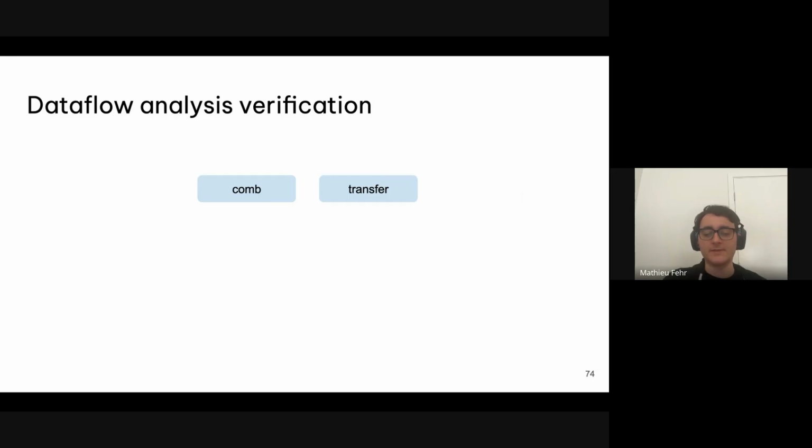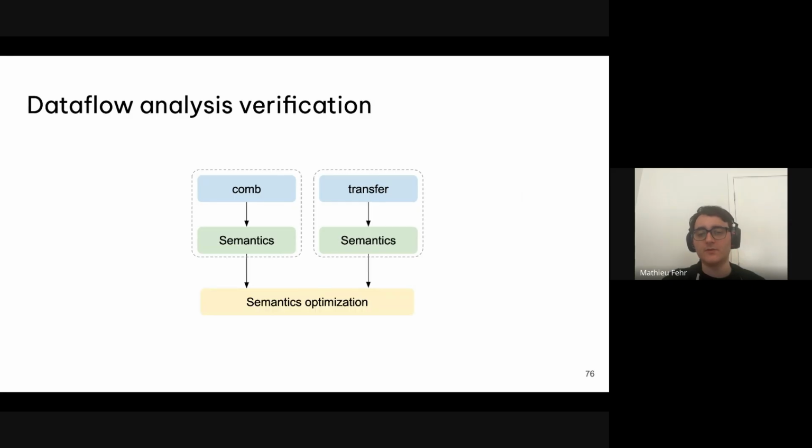Data flow analysis, which you can also call abstract interpretation, is just having an analysis on a program that tells you what kind of values certain variables in your program can have. I'm going to go a bit into detail on this. If we take, let's say, a comb or an arith dialect, we write our transfer function, so our data flow analysis, in MLIR as well, using our new dialects. And then we can compile them to their semantics counterpart, and check that they match.